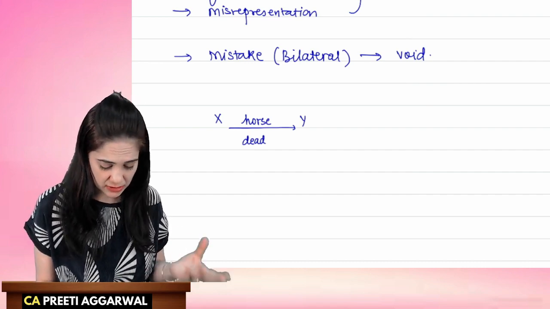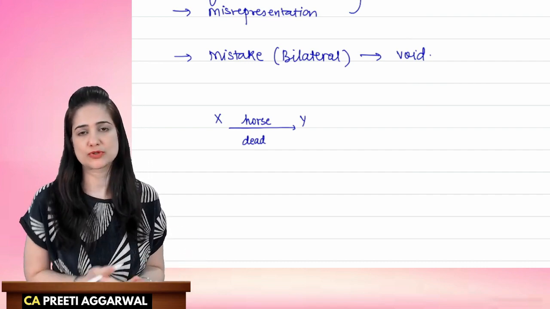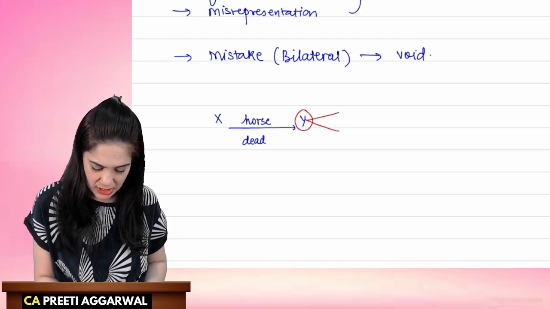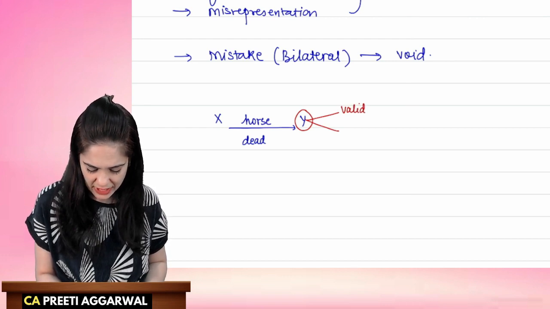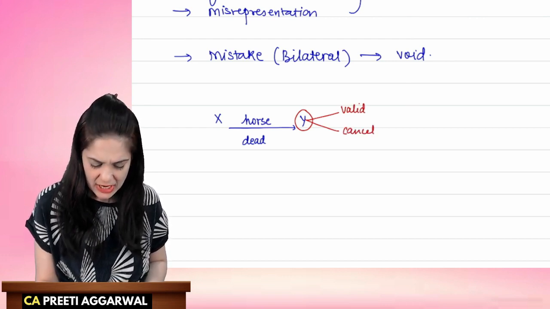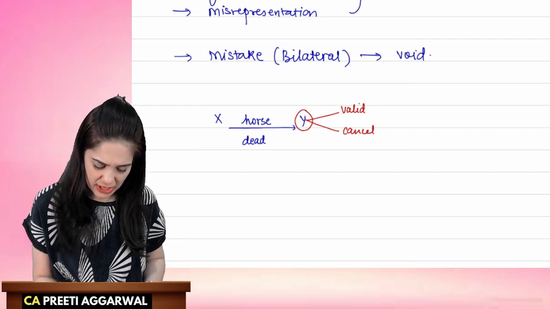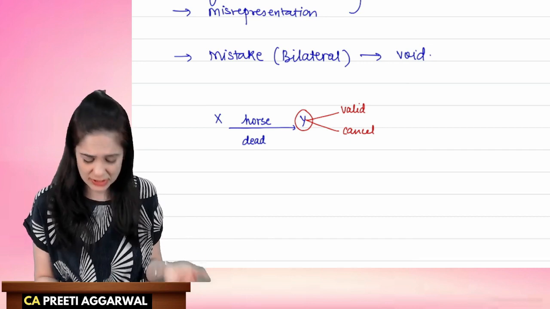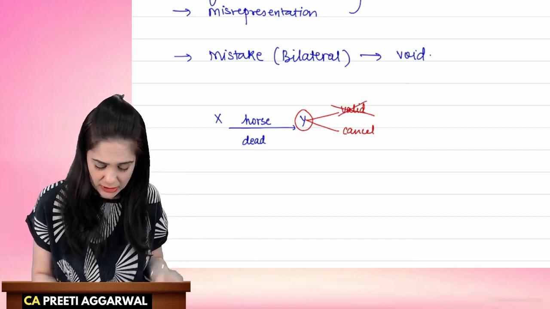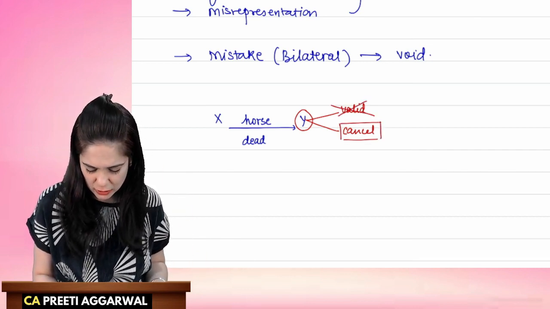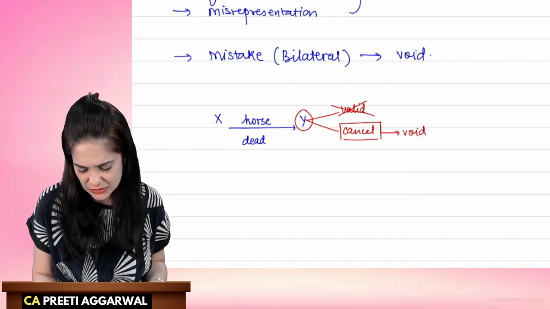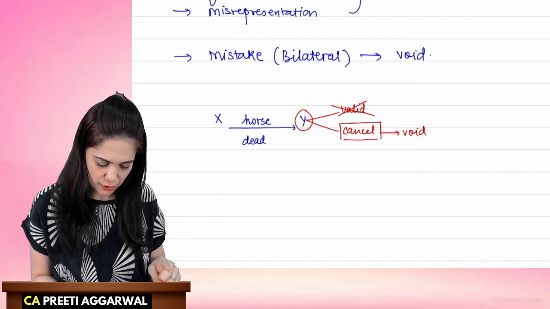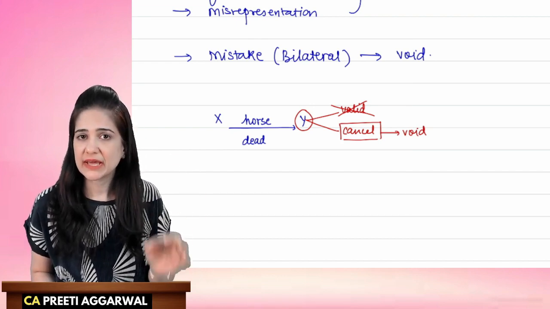Now, if like other contracts, they insist that no, for us also the contract should be voidable, it means the aggrieved party will have two options: either treat the contract as valid or cancel the contract. Is it really possible for us to treat the contract as valid? How will you buy a dead horse and how will he sell a dead horse? It is not possible at all. The only option available with us is to cancel the contract, and once you cancel, the contract is treated as void. It is not enforceable by law. So that is why the contracts where consent is obtained by mistake is void.